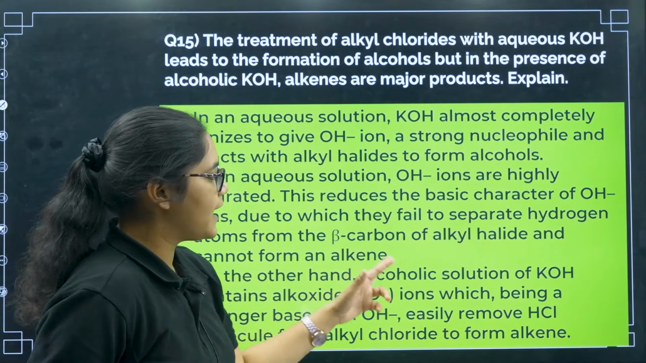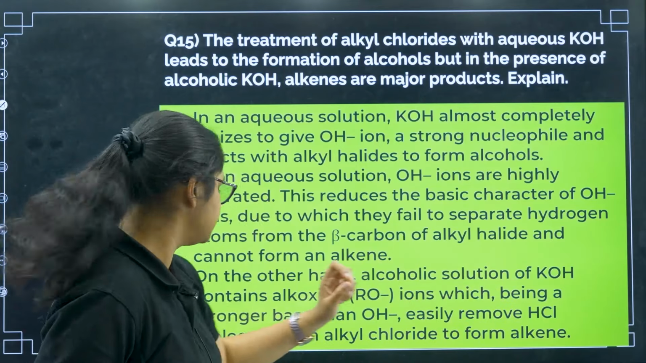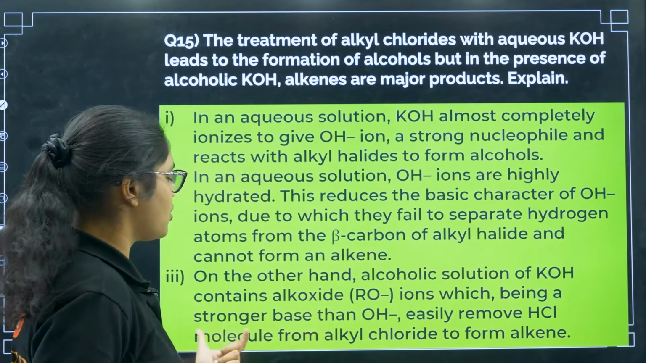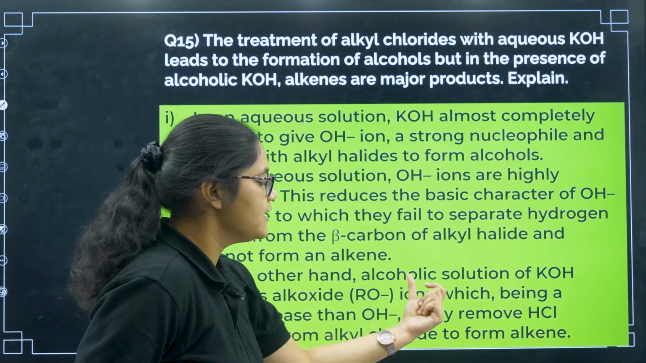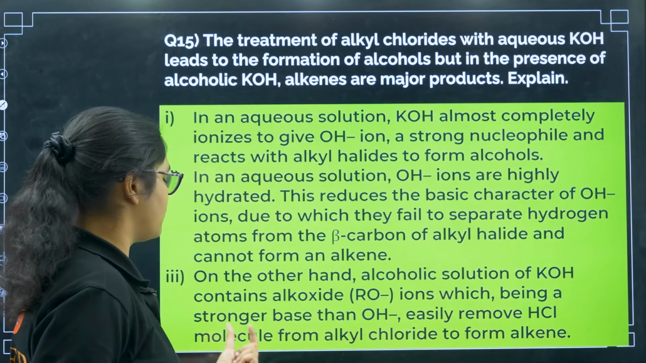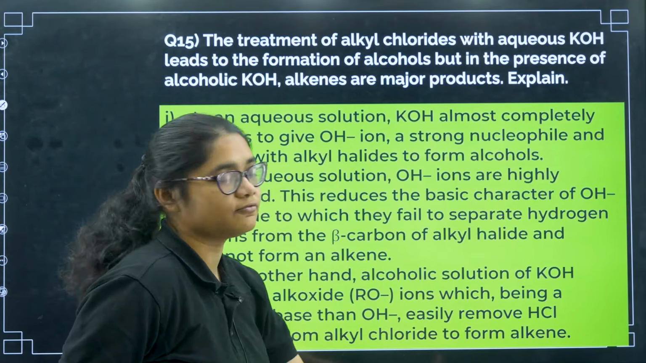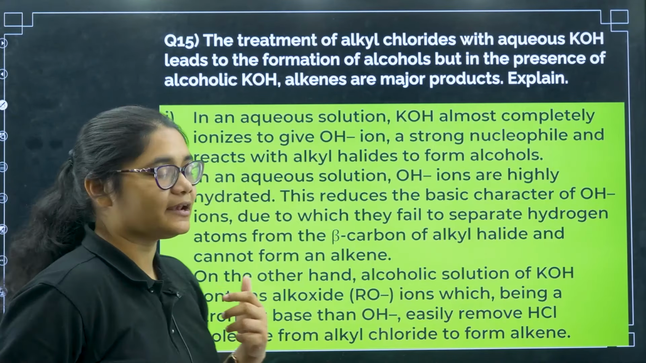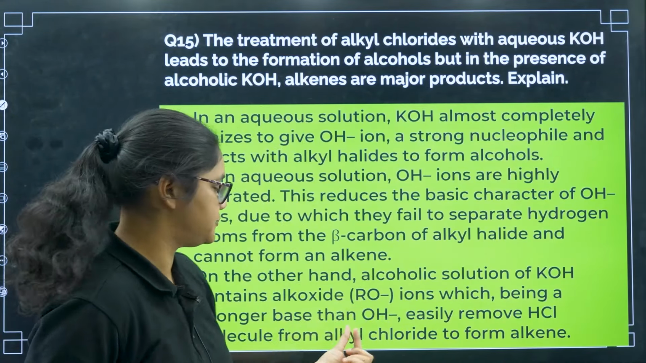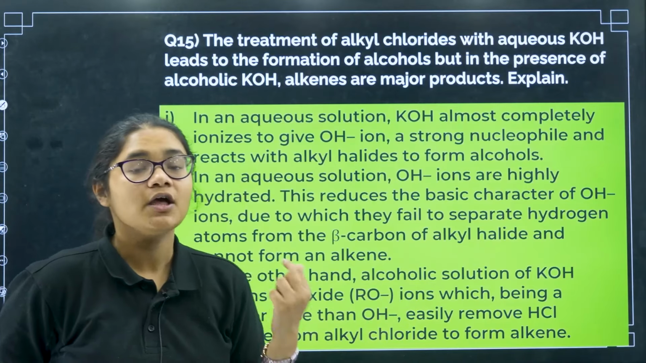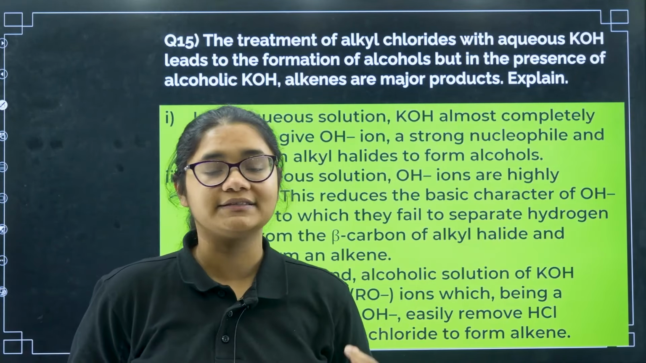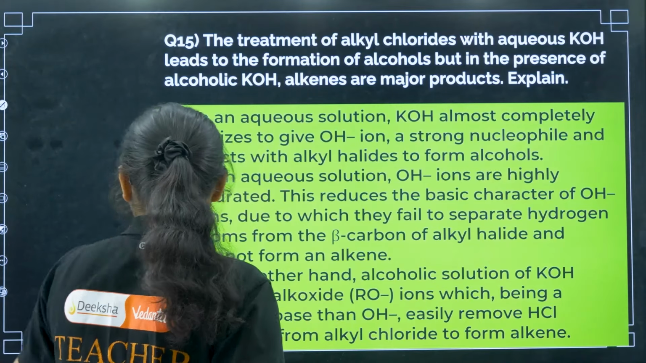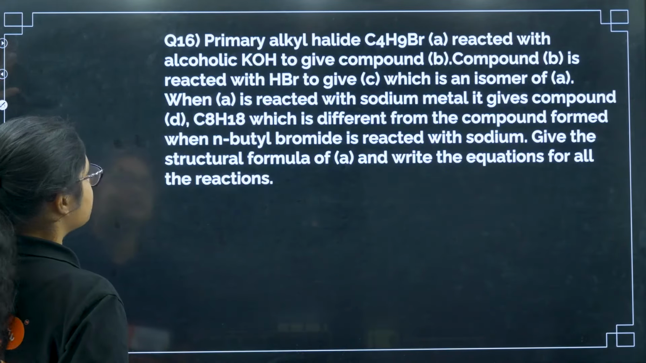On the other hand, the alcoholic solution of KOH contains alkoxide ions, which being a stronger base than OH minus easily remove the HCl molecule from the alkyl chloride to form alkene. So here, as I said, when you take alcoholic KOH, you generate this species, that is RO minus, which is a very strong base as compared to OH minus. Okay, clear? Now we will go to question number 16.